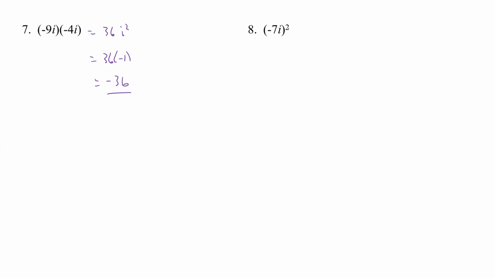Now here we have just a term squared. And so we have to think about what that means. Well, remember, that just says take -7i times -7i. So -7 times -7, that's 49. i times i is i squared. Well, 49 times -1 is equal to -49. So that would be our solution in that case.